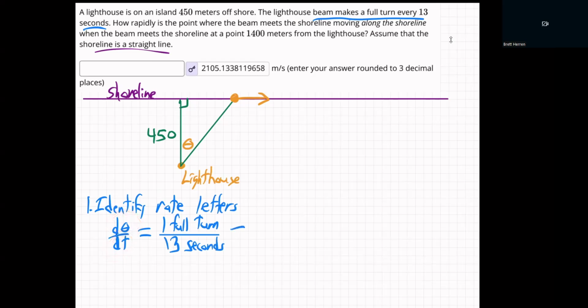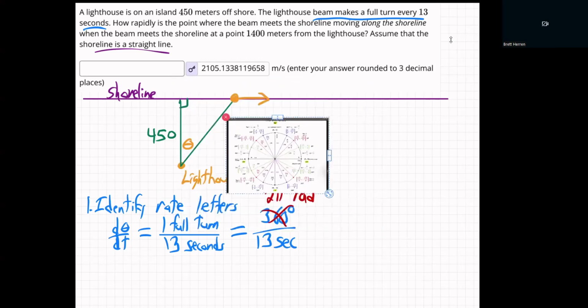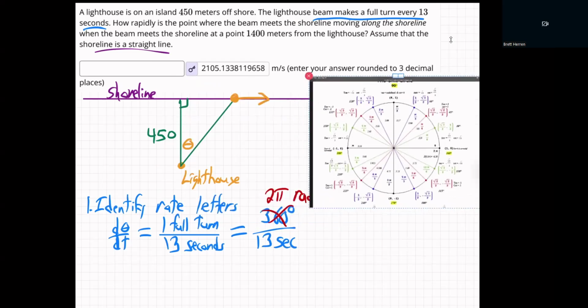But actually, what's a full turn? Well, we could say that's 360 degrees every 13 seconds, because a full turn, all the way around, is 360 degrees. You start here and you go all the way around. But we can't leave that in degrees. We have to do it in radians. So instead, 2 pi radians. Do you remember how I could put in a little unit circle, maybe it'd be helpful.